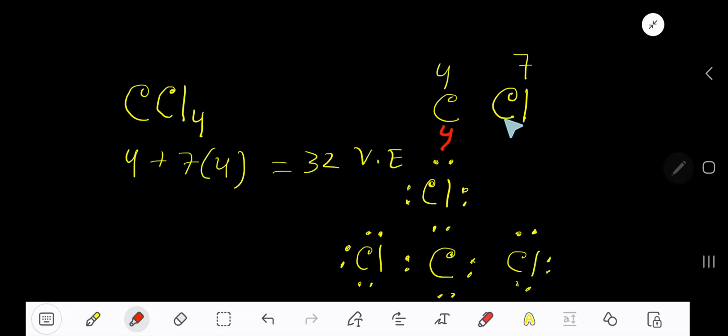Chlorine has 7 valence electrons, so to fulfill its octet, it will share one. It will share 1 electron. That is why it will form 1 bond.